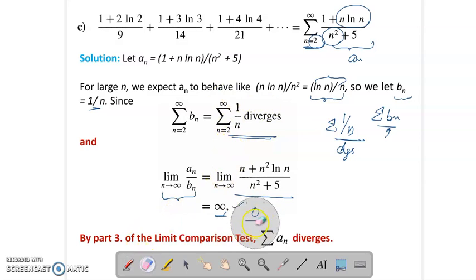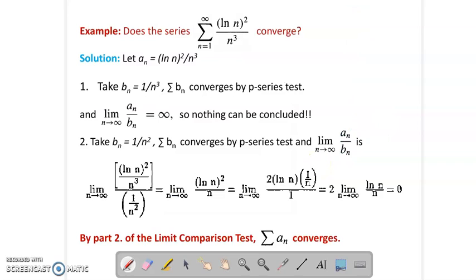For now everything is working fine. Whichever bn we are choosing, we are landing up in one of the 3 parts of the limit comparison test, so everything is fine. Now see the next example. Does the series summation n going from 1 to infinity (ln n) whole square upon n cube converge? Now this is the nth term of the series, (ln n) whole square upon n cube.